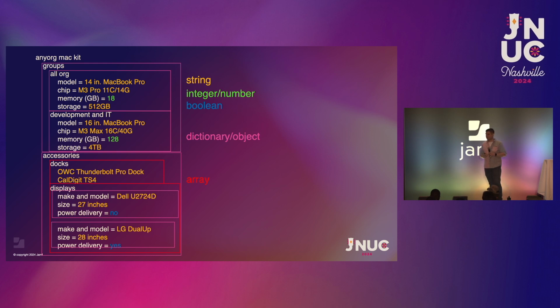The difference between an array and a dictionary is simply that with an array, you ask for something by a number. Get me the second thing out of the box. Get me the first thing out of the box. Whereas with a dictionary or an object, you would maybe ask for it by its name instead. Get me the all org box. Get me the development and IT box.